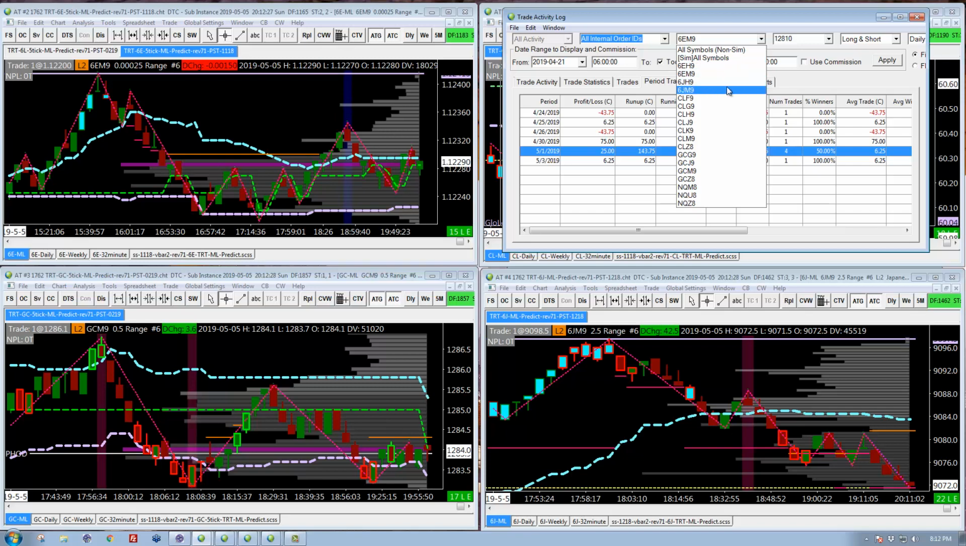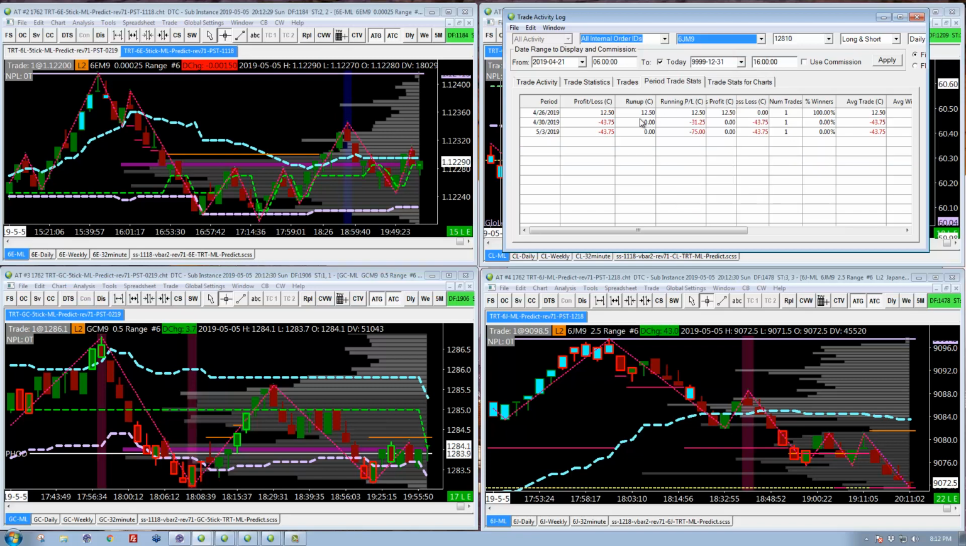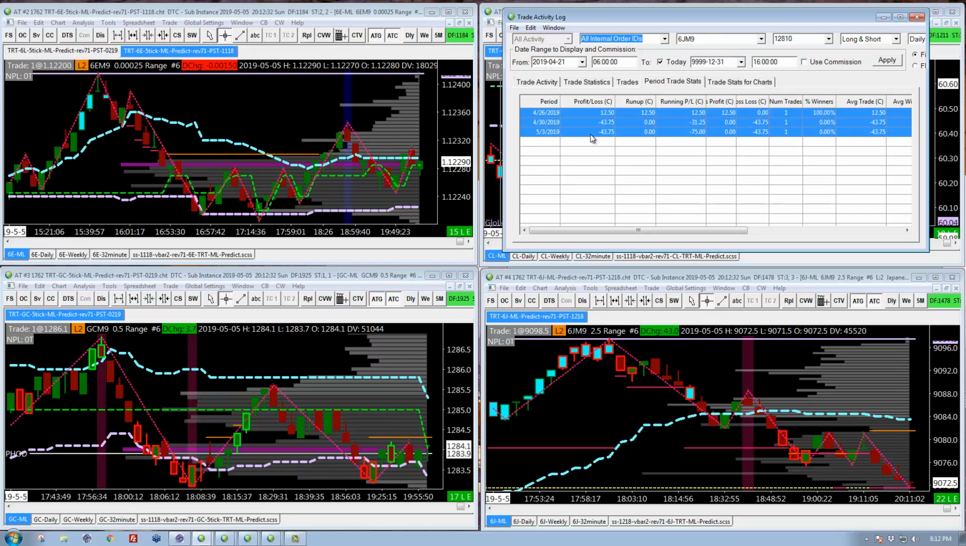All right, and then let's see, 6J. So the yen across 2 weeks, only 3 days where we took trades, a scratch, and then 2 losses, so down 75 on 3 trades.